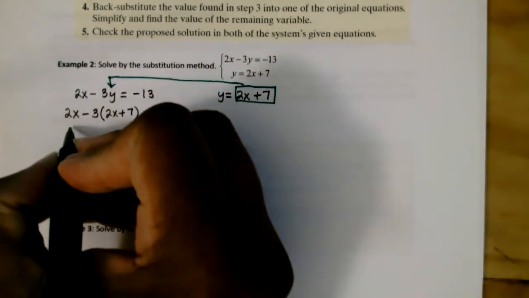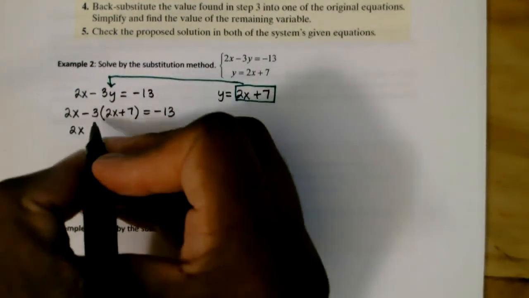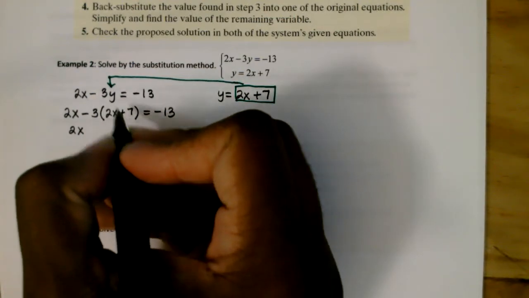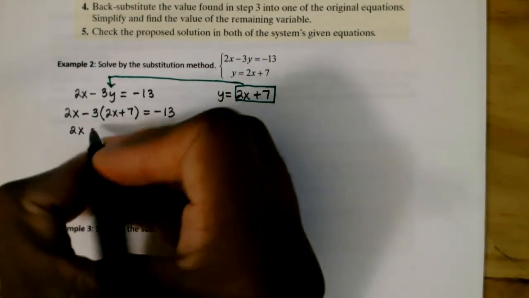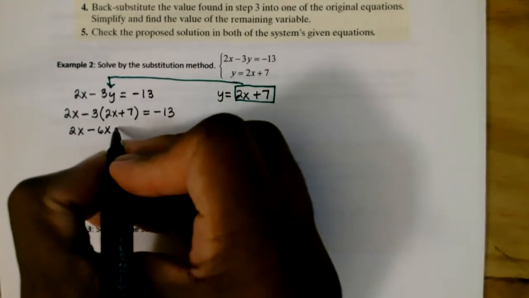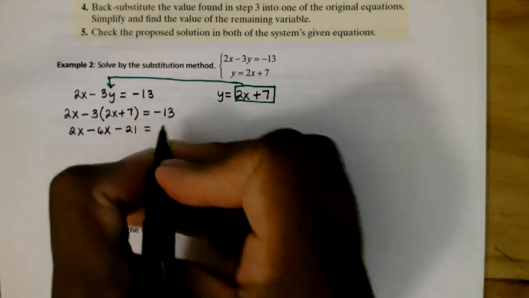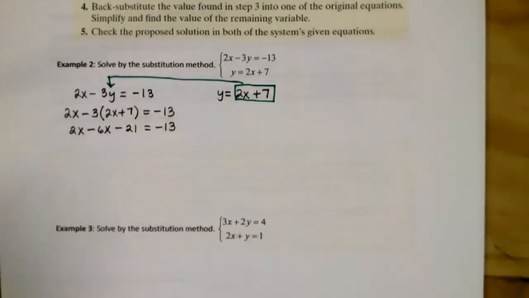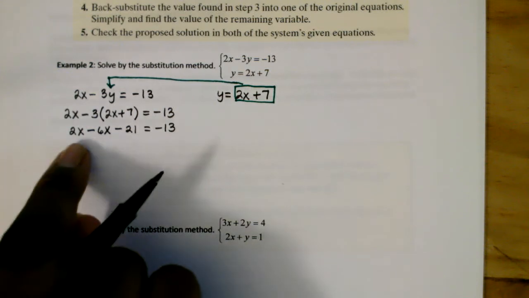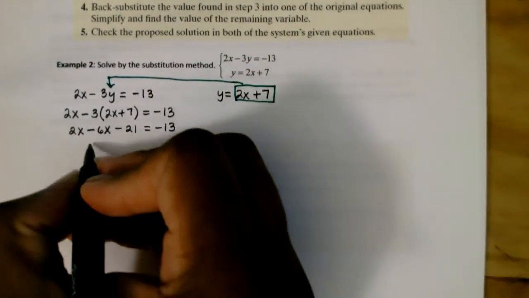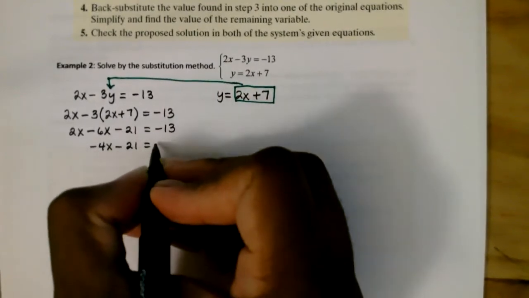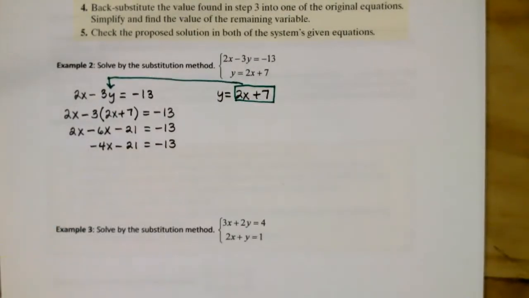So I'll bring down the 2x. Now I'm going to distribute the negative 3 over the 2x plus 7 by using the distributive property. So negative 3 times 2x will be minus 6x. And then negative 3 times that plus 7 will be minus 21. That's equal to negative 13. Combine like terms, you get 2x minus 6x. That's negative 4x minus 21 equal negative 13.